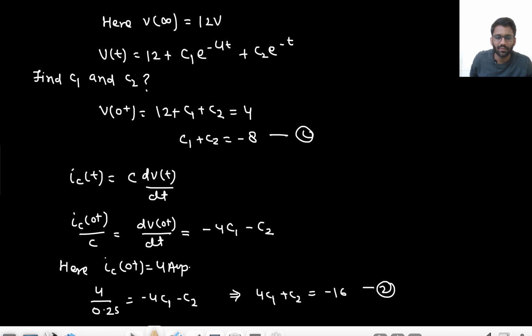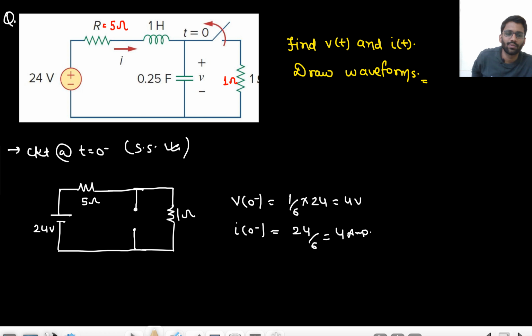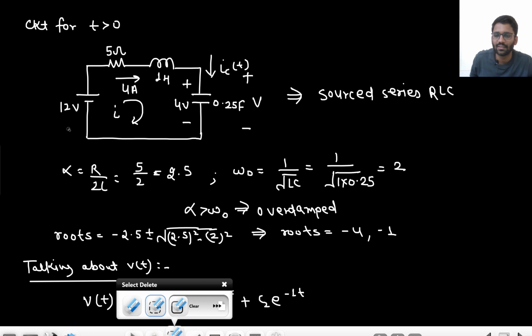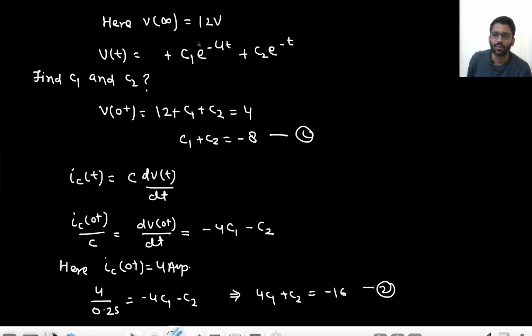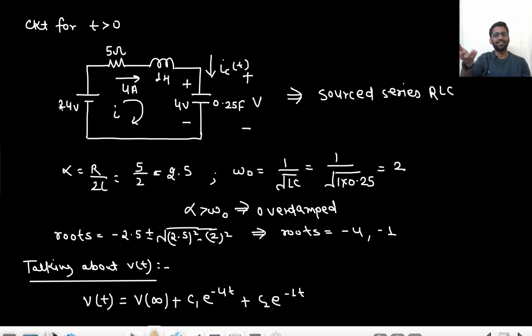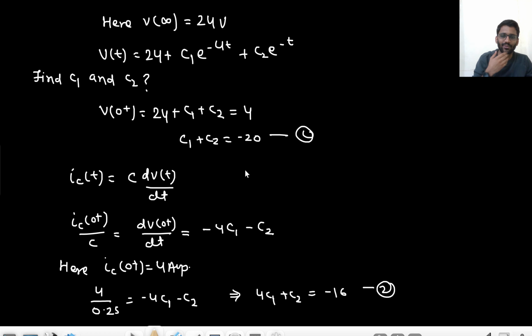Wait, battery is 24. Oh, it is 24. Why am I making these mistakes? Battery is 24 volt. So here I will have 24 volt. This will also be 24. Here again I will get minus 20. Silly mistake was there. I just reduced it to half, I don't know why. 24 it is there. So these two equations are there.